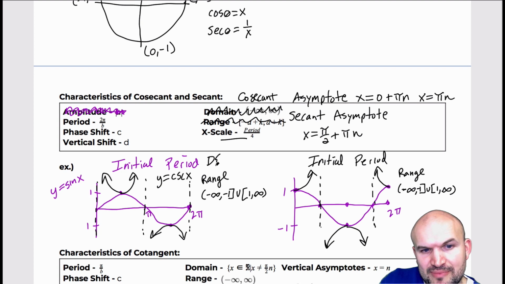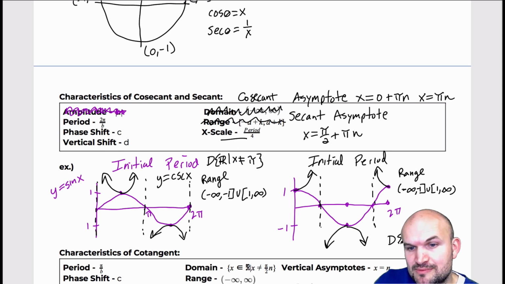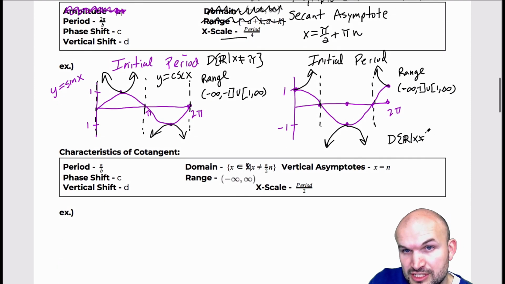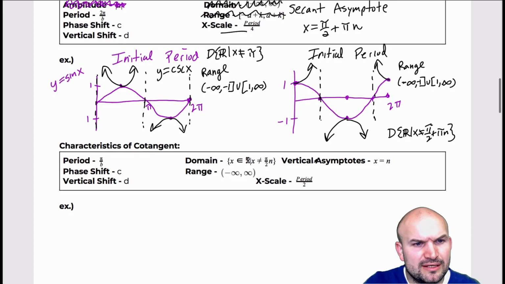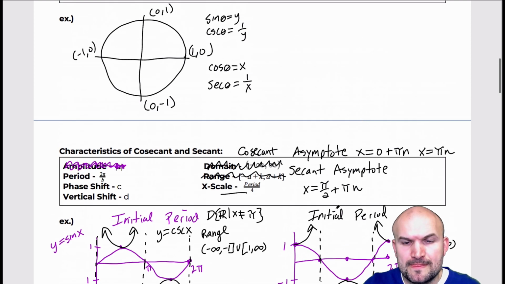The domain is basically all real numbers, except x cannot equal where the asymptotes occur, which in this case is pi n. And the domain here is going to be all real numbers such that x cannot equal, again, where our asymptotes occur, which is pi halves plus pi n. I think I do cover that in some of those examples, so we'll get to that in a second.